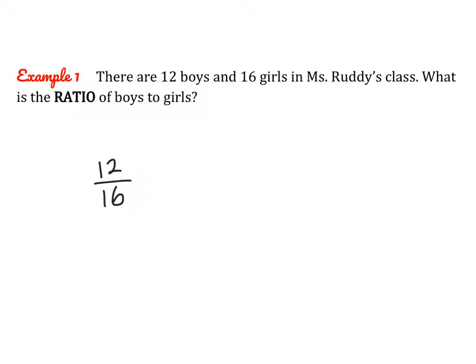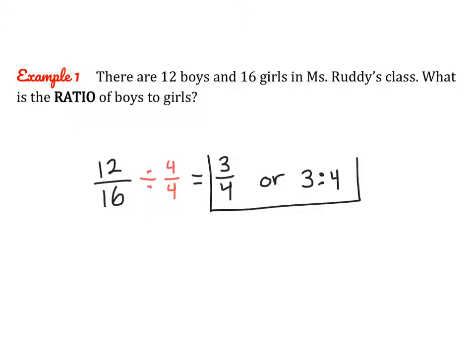And then for a ratio, we're of course going to try to simplify it because it is just like a fraction. So I'm going to divide both the numerator and the denominator by 4. So we have a 3 to 4 ratio, or we could say 3 to 4 in this way. This is the ratio of boys to girls.